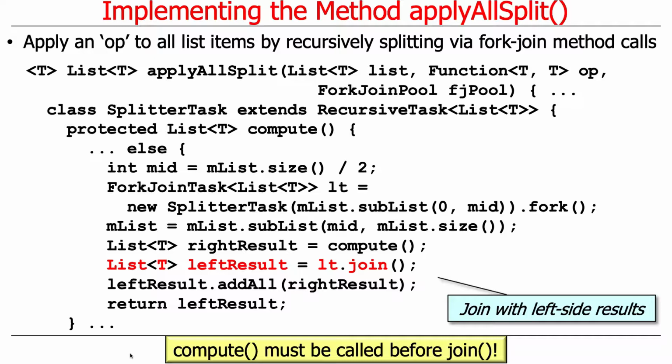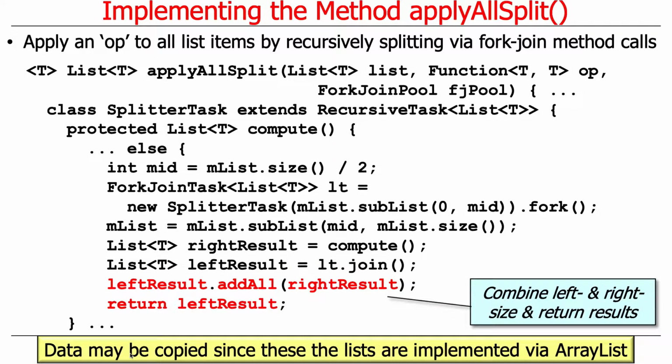So of course, this call might block if for some reason the left-hand side isn't actually done processing. But it may be done by that point, and probably will be if it's balanced well. So at that point, we're going to take the right result, the result of the right-hand side processing, and add it to the list on the left-hand side result. So left result dot add all right result, that will combine everything together. So now we've got a complete set of results for whatever the mList was originally when we came into this particular compute method. And then we return left result, which has got right result appended to it.